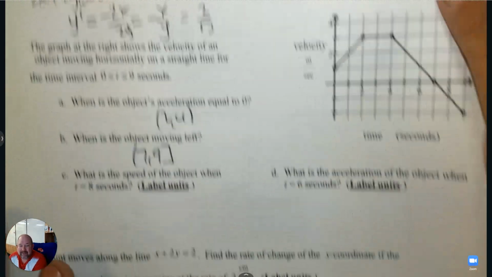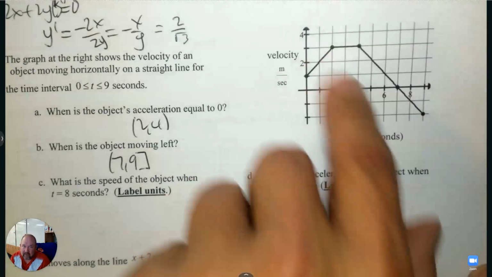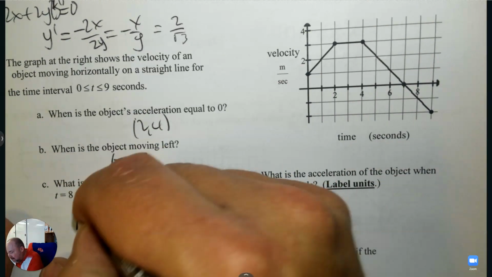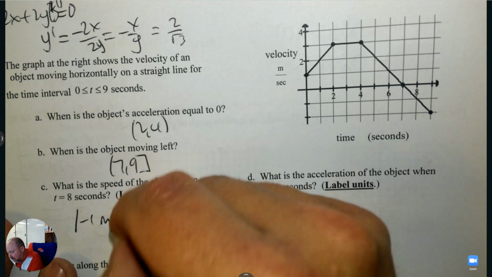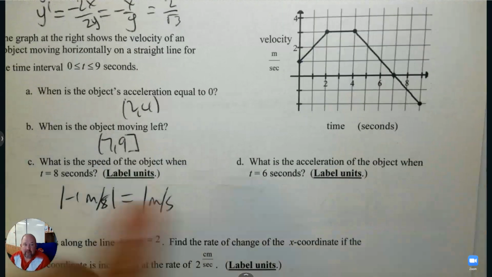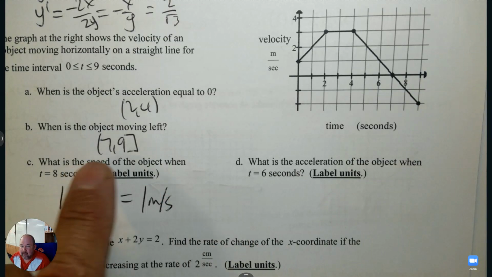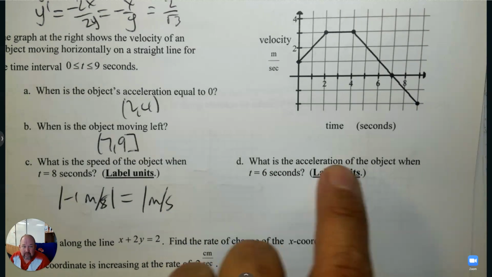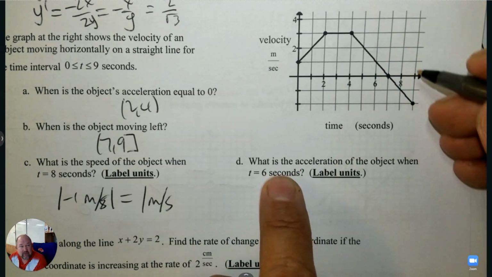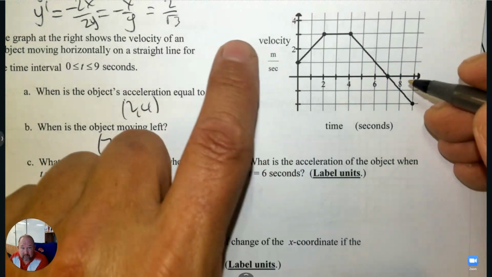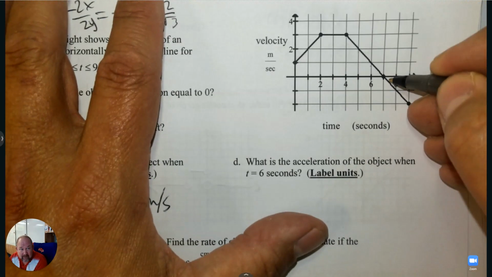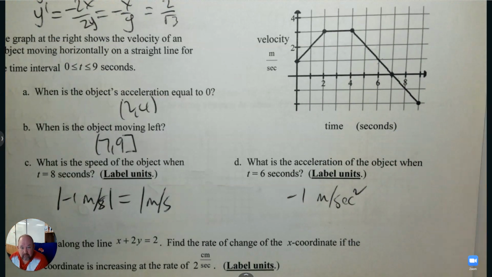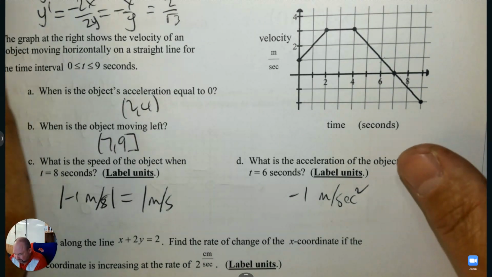What is the speed of the object when t equals 8? Well, this is velocity. So at 8, the number is negative 1 meters per second, but speed would mean it's the absolute value of that. So the velocity is negative 1, but the speed would be the absolute value, which would be positive 1 meters per second. What is the acceleration at 6? So acceleration means the derivative of velocity. Derivative means slope. So at 6, what's the slope of this line? Go down 1 and to the right 1. That's negative 1 meters per second squared for the acceleration.